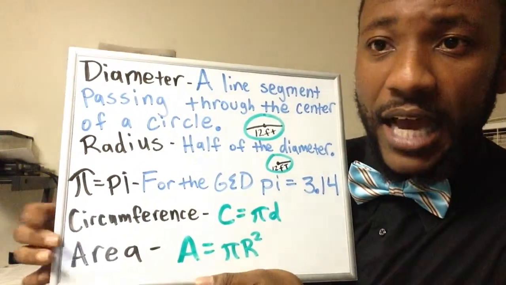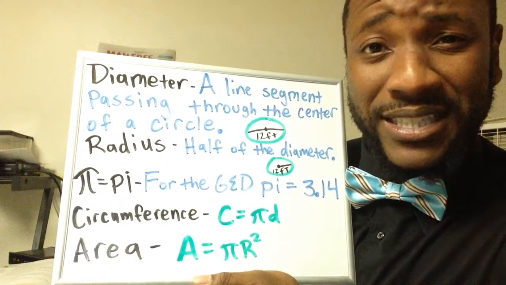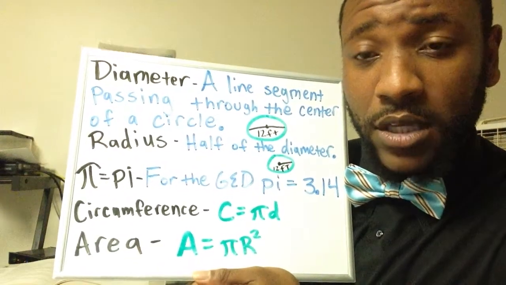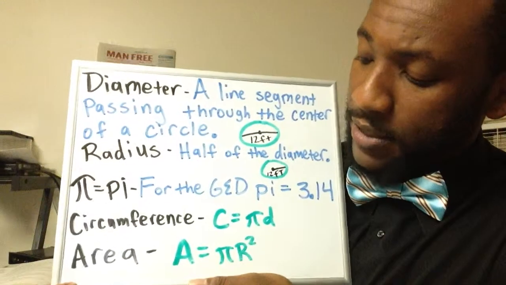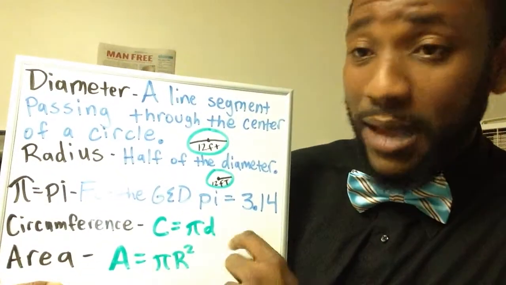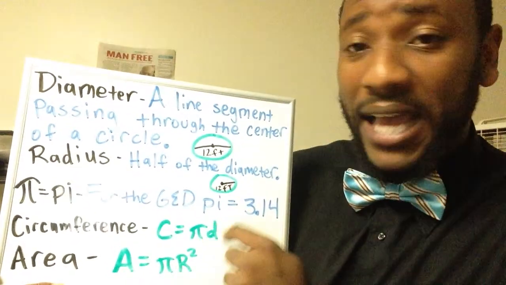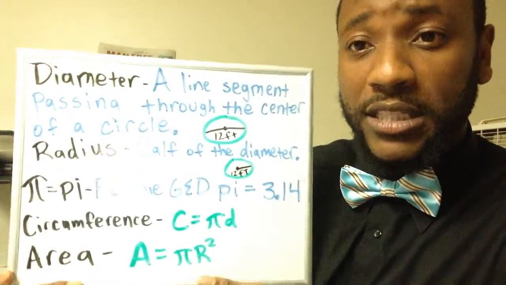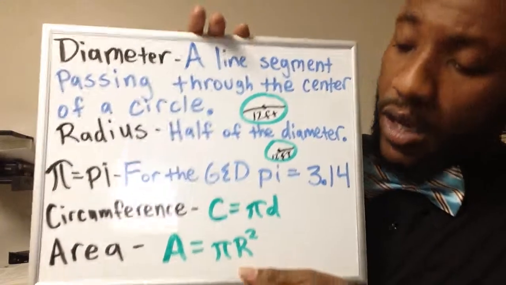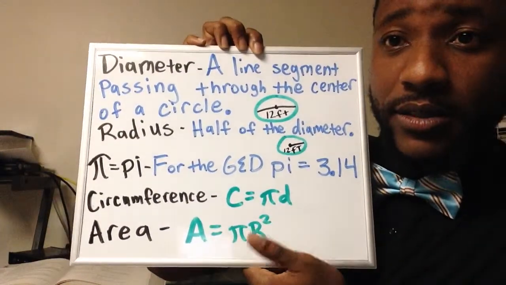And then finally, our two formulas, circumference and area. Circumference is the same thing as perimeter. It means the distance around something. So the formula for circumference is C equals pi times diameter. The fact that there's no symbol in between pi and diameter lets you know that it's multiplication. And likewise for area, area is pi times radius squared.